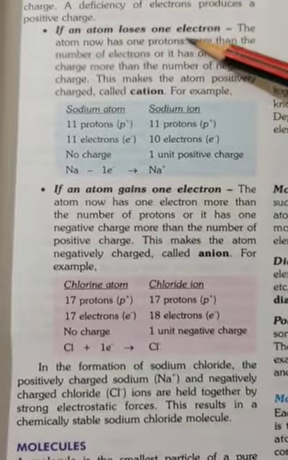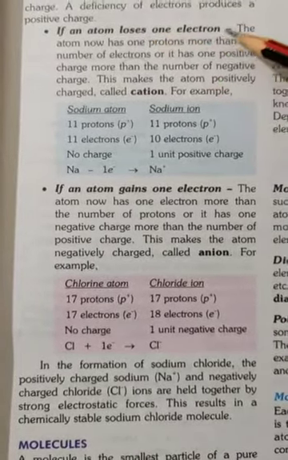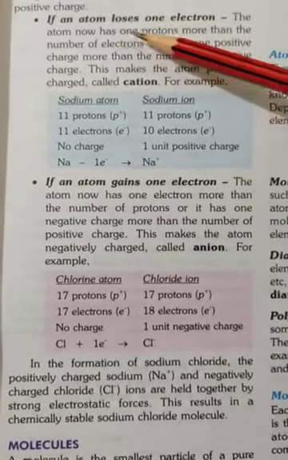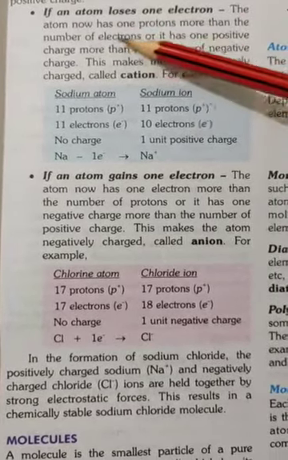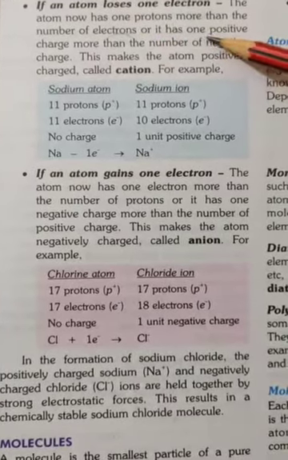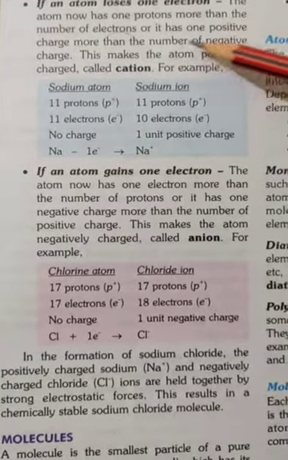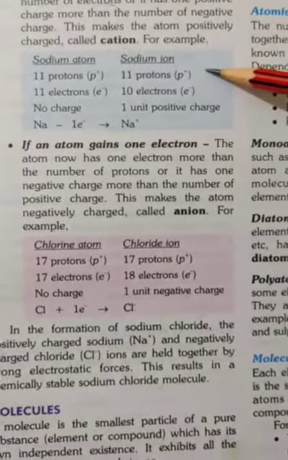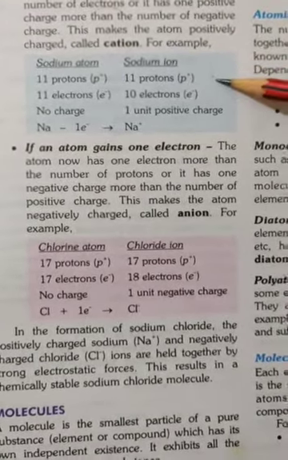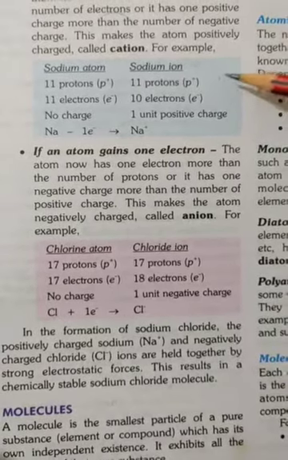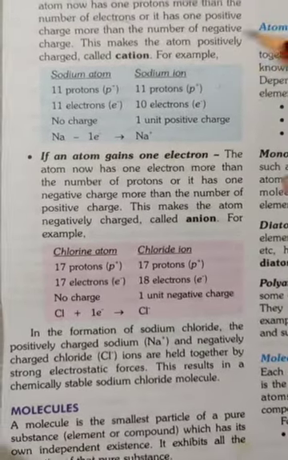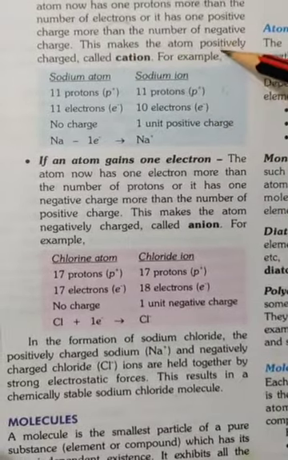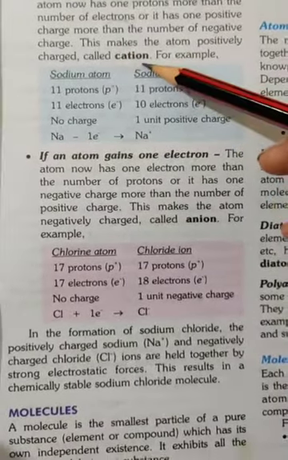See what happens if an atom loses 1 electron. The atom now has 1 proton more than the number of electrons, or it has 1 positive charge more than the number of negative charges. So it will be a cation. Cation means a positively charged atom. The atoms which are positively charged are called cations.